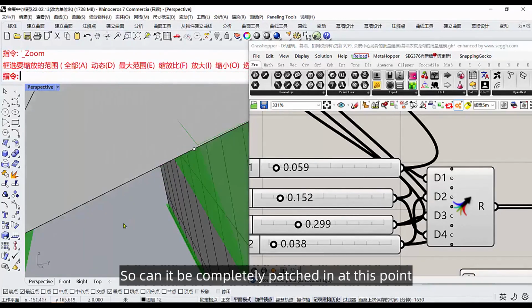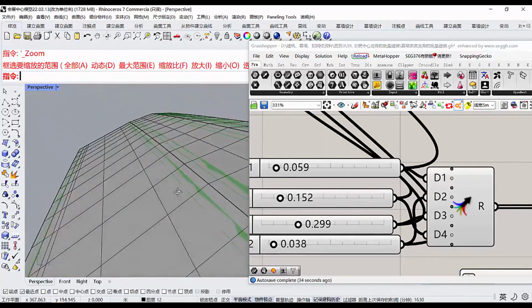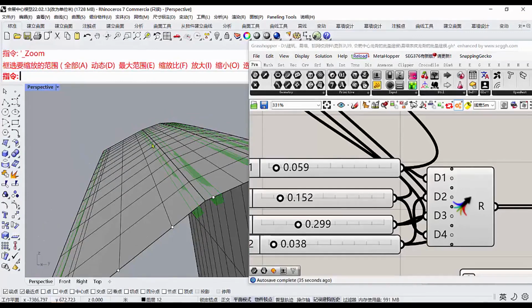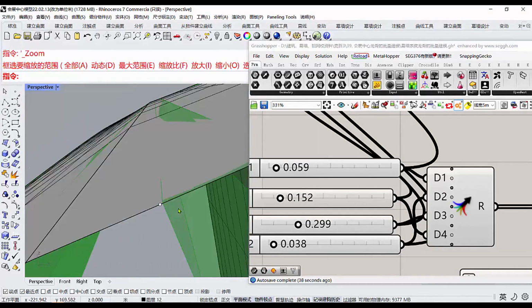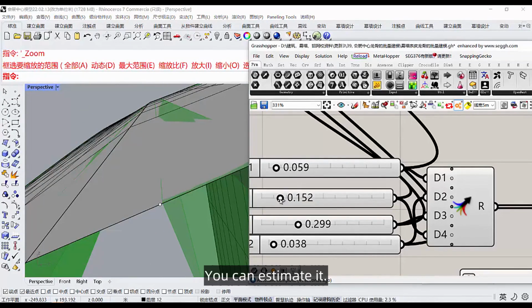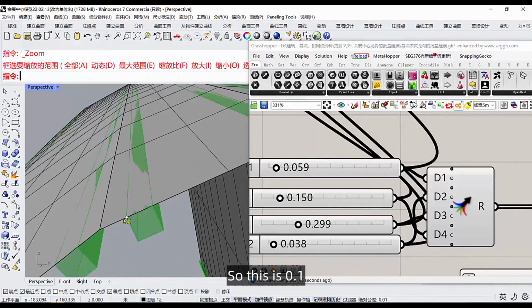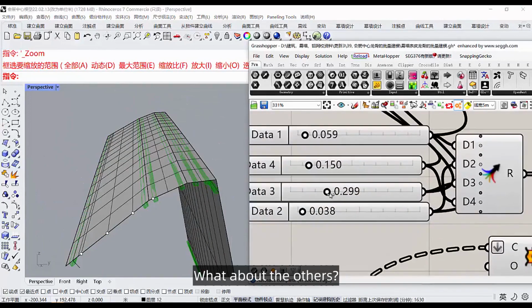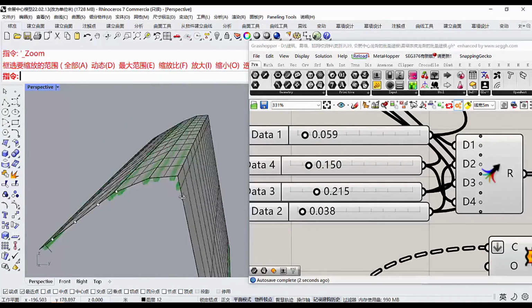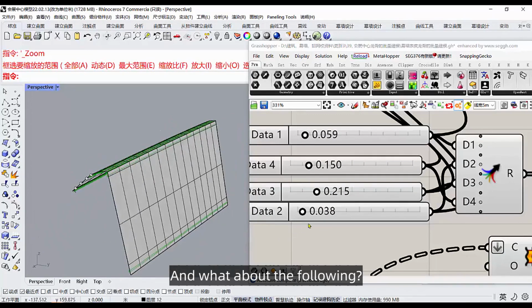So can it be completely patched in at this point? What about this one? It is indeed a bit difficult. You can estimate it. It doesn't matter if there's a slight error. So this is 0.1. What about the others? You can adjust this again. Tune it up. And what about the following? That's what you call it.